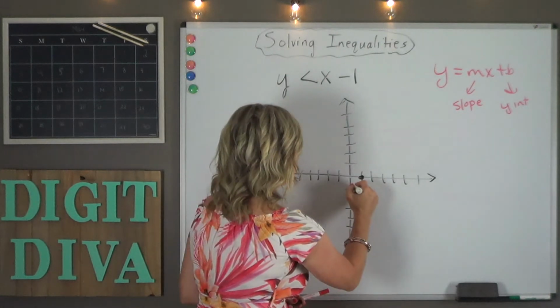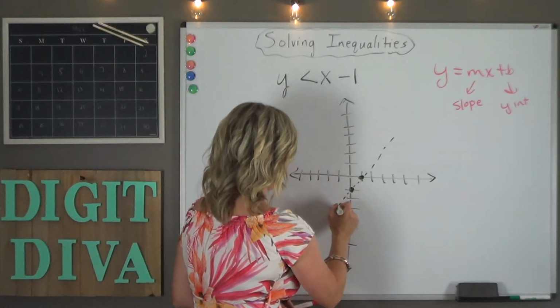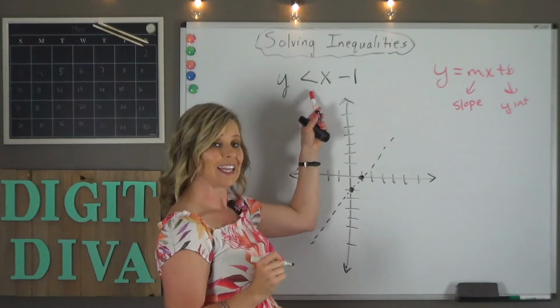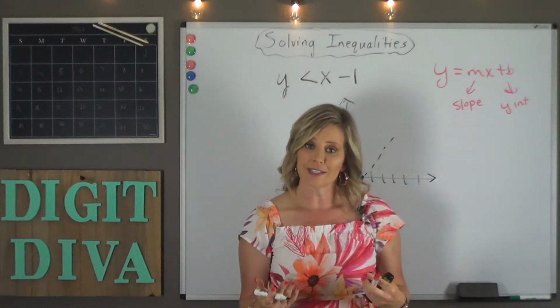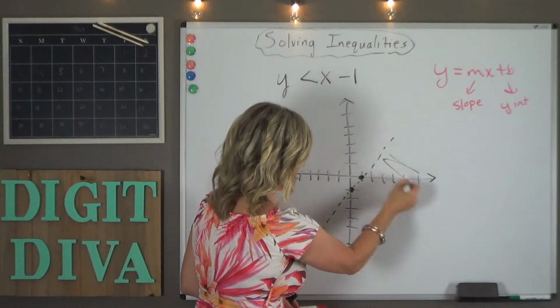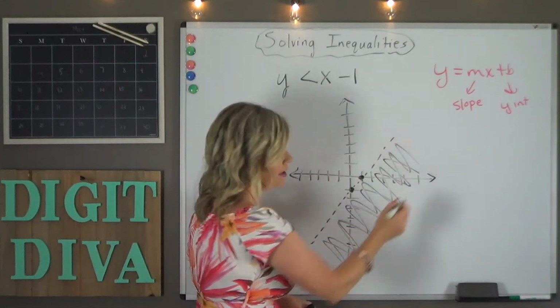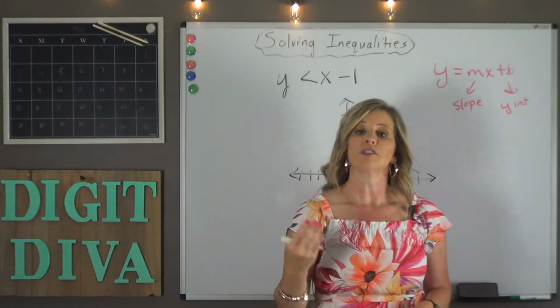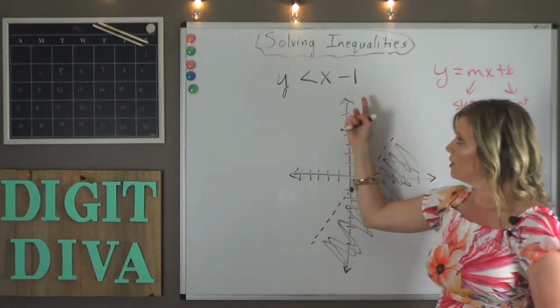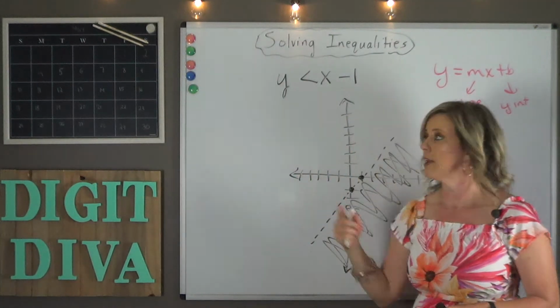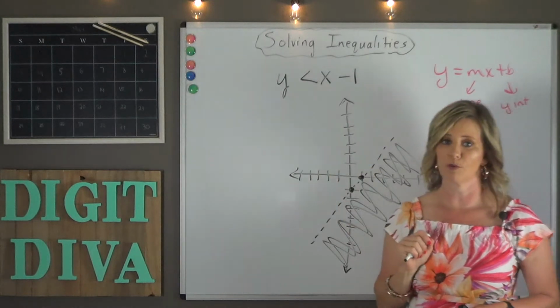Okay, it's still going to be the dashed line because it does not include that equal sign. It says it's less than. Well, if you are less than something, you are below it. So you would shade under that dashed line. That's how you would graph the inequality on our coordinate plane. Okay, y is less than x minus 1.